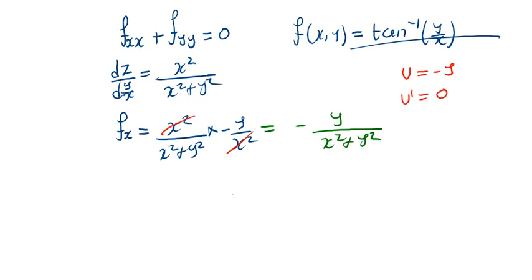Will be equals to 0. Why is it 0? It's because I'm differentiating with respect to x, not with respect to y. So I'm treating y as a constant. So if you say v, which is your denominator, which is x squared plus y squared, if you differentiate that with respect to x, you're going to get 2x.